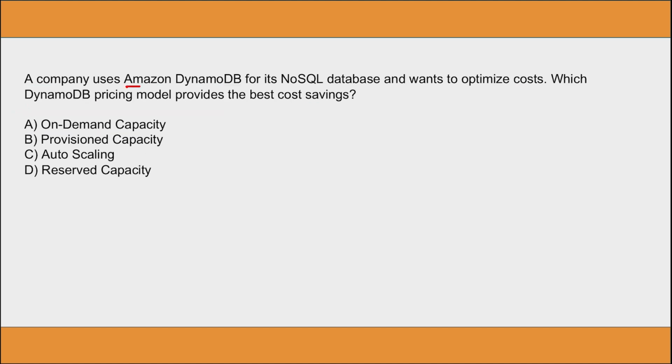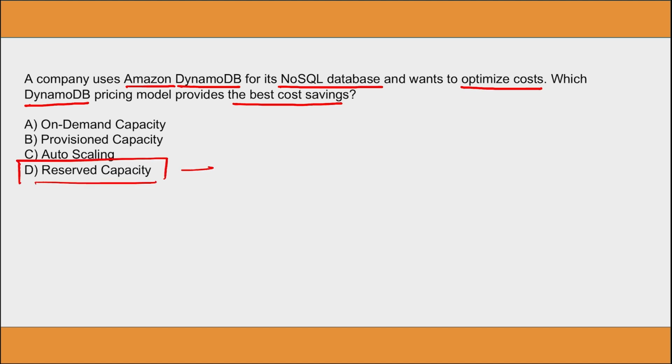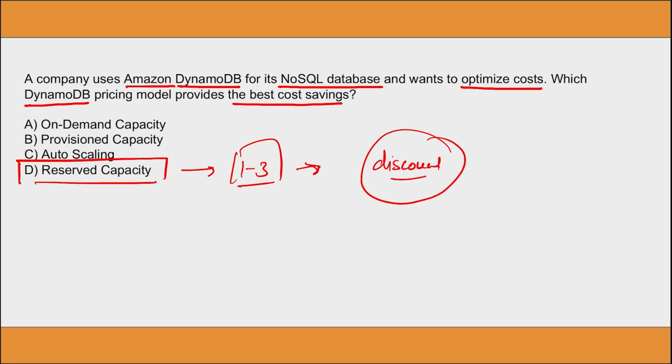Next, a company uses Amazon DynamoDB for NoSQL database and wants to optimize the cost. Which DynamoDB pricing model will provide the best cost saving? For best cost saving, reserved capacity, always the reserved will be providing the best, because in this reserve we are committing for a long term, for almost 2 to 3 years. So when we are committing for such a long term, the discounts that we are provided on these services will also be high.